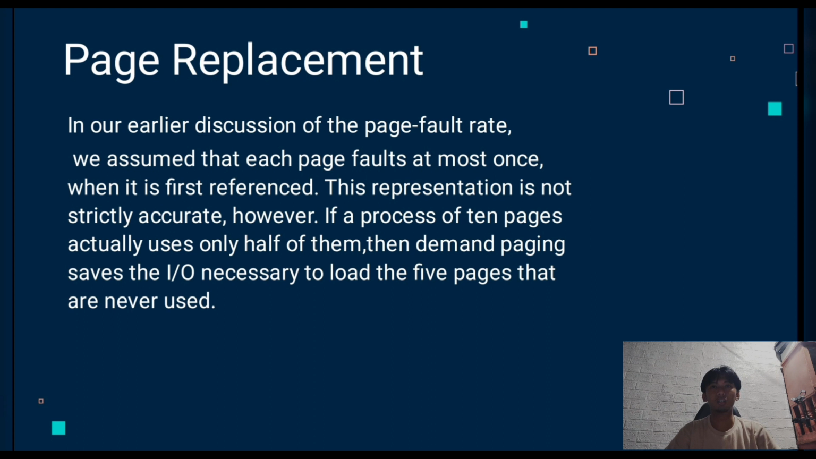In our early discussion of the page fault rate, we assumed that each page faults at most once, when it is first referenced. This representation is not strictly accurate. If a process of 10 pages actually uses only half of them, then demand paging saves the I/O necessary to load the 5 pages that are never used.